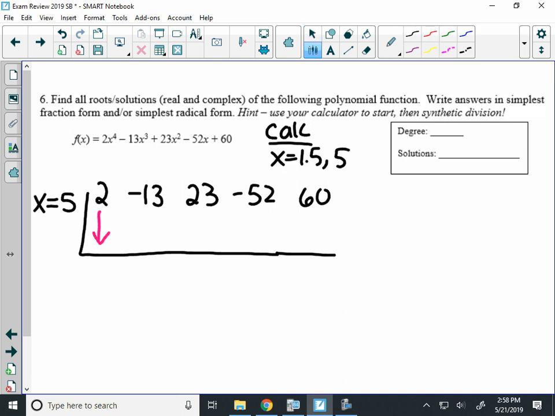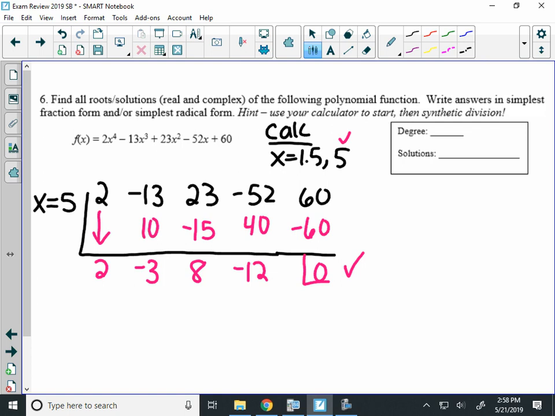When I do synthetic division here, I'm going to do it the same way I did in number 5. I'm going to drop down the 2 and multiply. 2 times 5 is 10. When I add these up, I get -3 plus 10, which is 7. Hmm, 5 times 7 is 35. Wait, I mean, continuing: 5 and -3 is -15. Add and get 8. 8 times 5 is 40. Add and get -12. And -12 times 5 is -60. That's a good thing. I get a remainder of 0. I know that 5 is a solution.